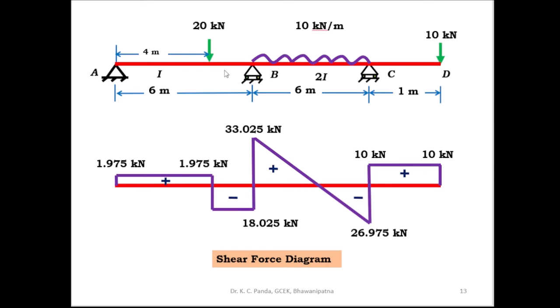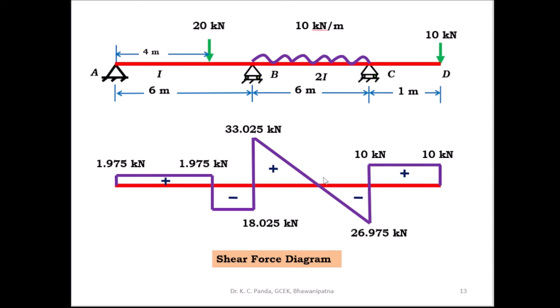Shear force just left of B. So here this is minus 18.025 kilonewton. So this is downward. And shear force just right of E constant, 18.025 kilonewton. Then shear force just left of E. So here this is plus 1.975 kilonewton. And shear force at A, this is 1.975 kilonewton. So this is the shear force diagram.